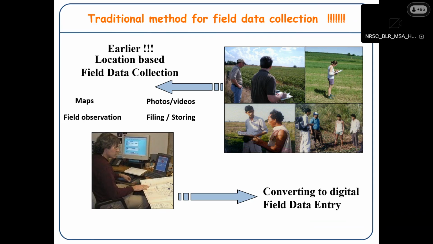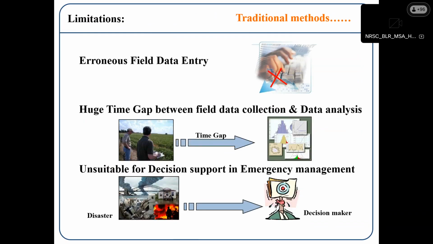Now, since mobile has come into the picture, all these limitations have been overcome. For example, while converting analog information into digital information, there is always a possibility of keying in erroneous information. That is overcome using these mobile app techniques. There was also a huge time gap between data collection and data analysis, and that is also overcome. And in any emergency based decision making support system, mobile applications overcome that limitation too.